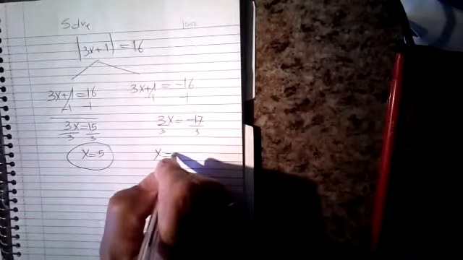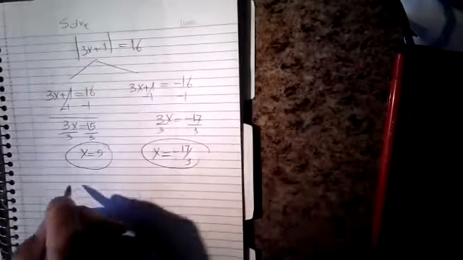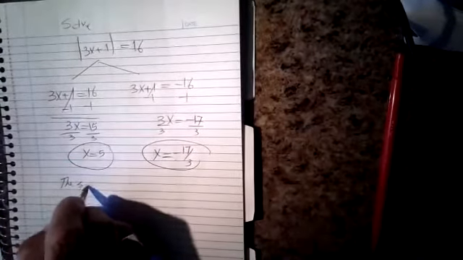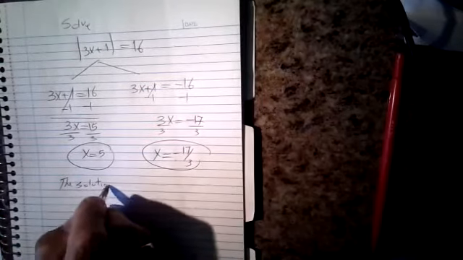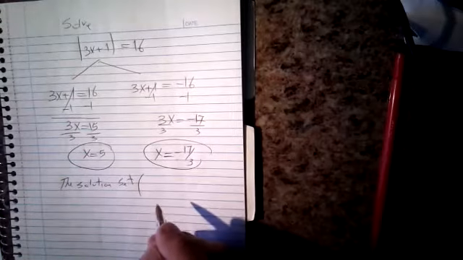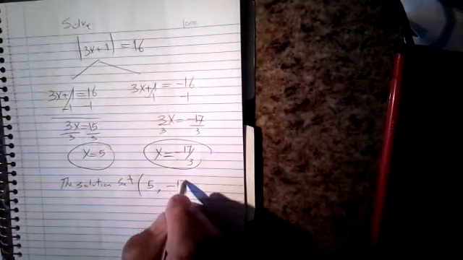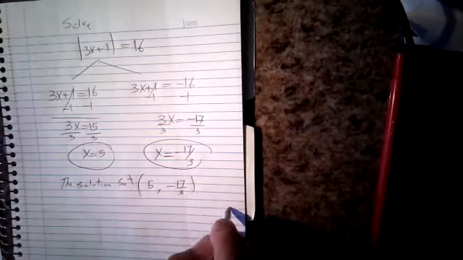There are two answers. So the solution set is 5 and negative 17 over 3.